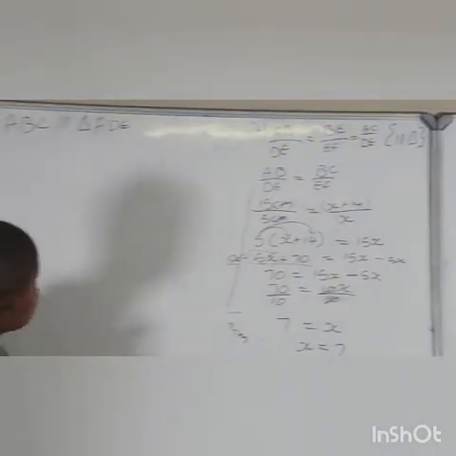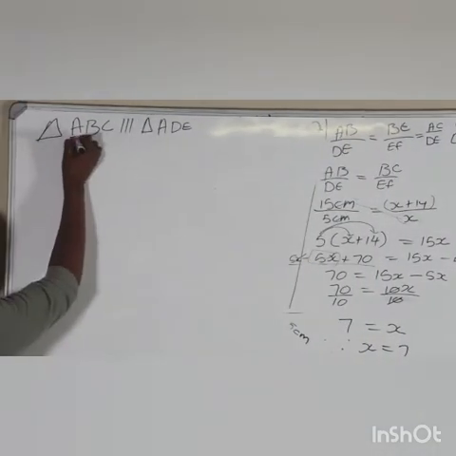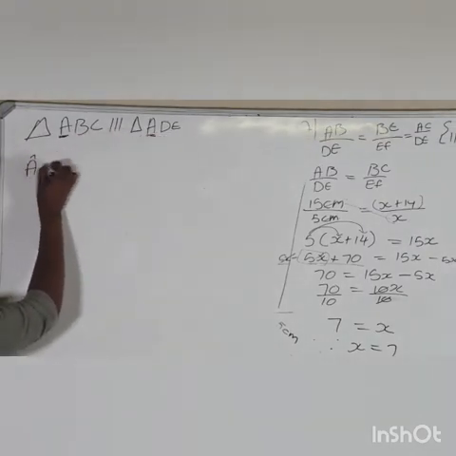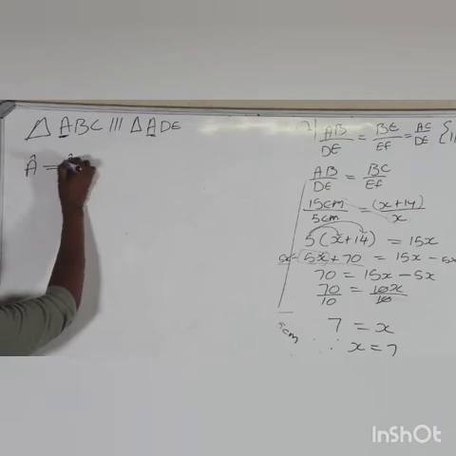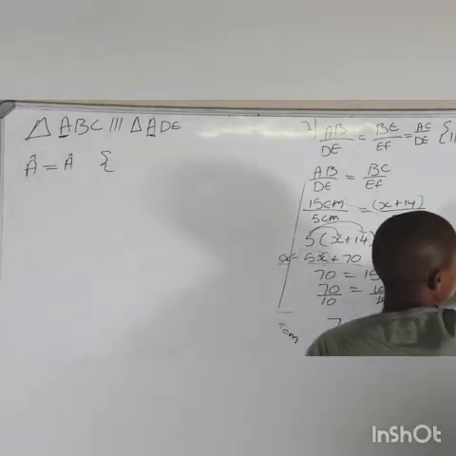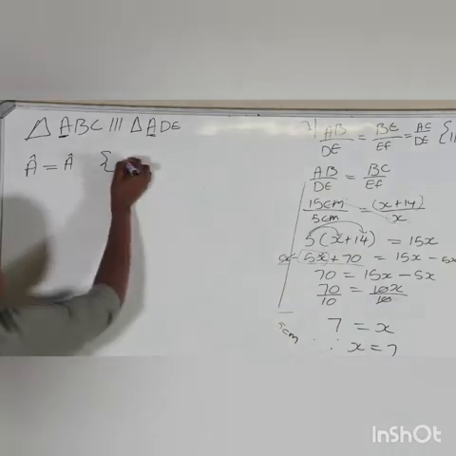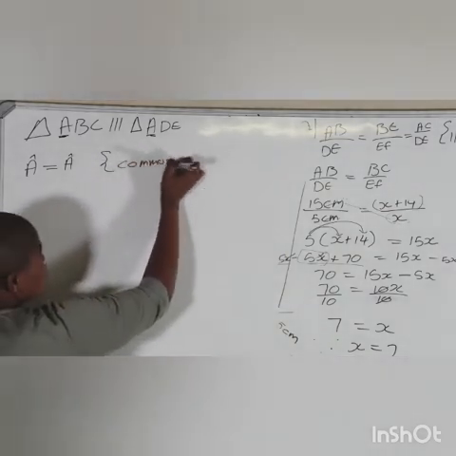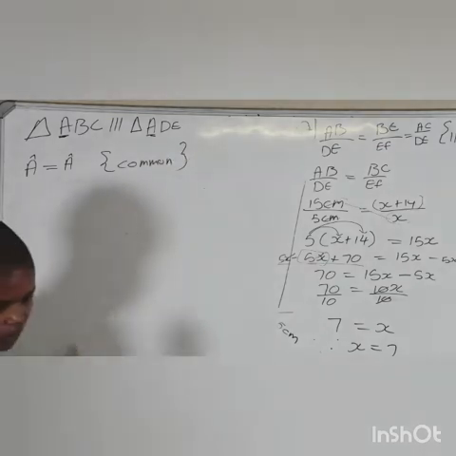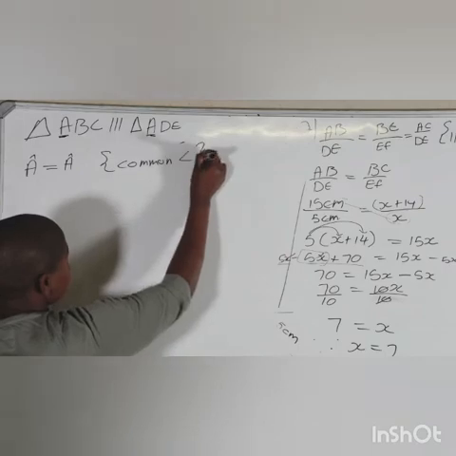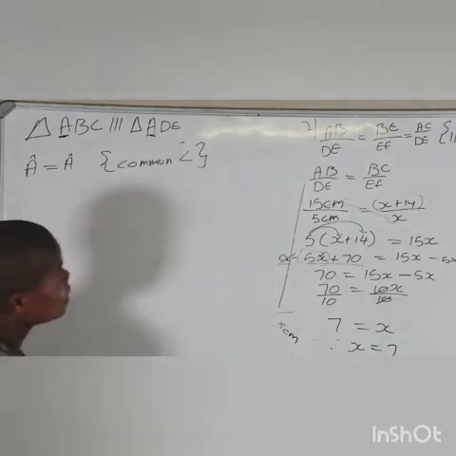All right, let's start. Angle A is equal to angle A. I've already indicated why: it is shared. It is common. So my reason will be angle A is common, or I can just say common angle. And then I'm continuing.